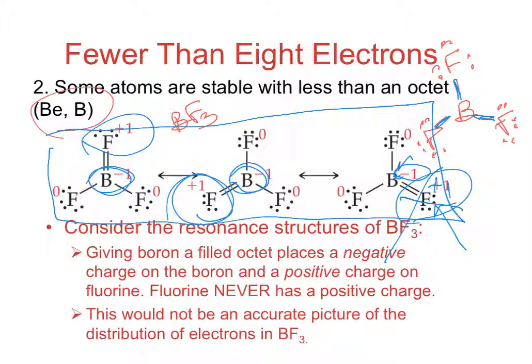But on top of that, boron has a very low electronegativity. It doesn't have a strong attraction at all for electrons. So giving it a formal charge of -1 doesn't seem to make much sense either. So that's out.